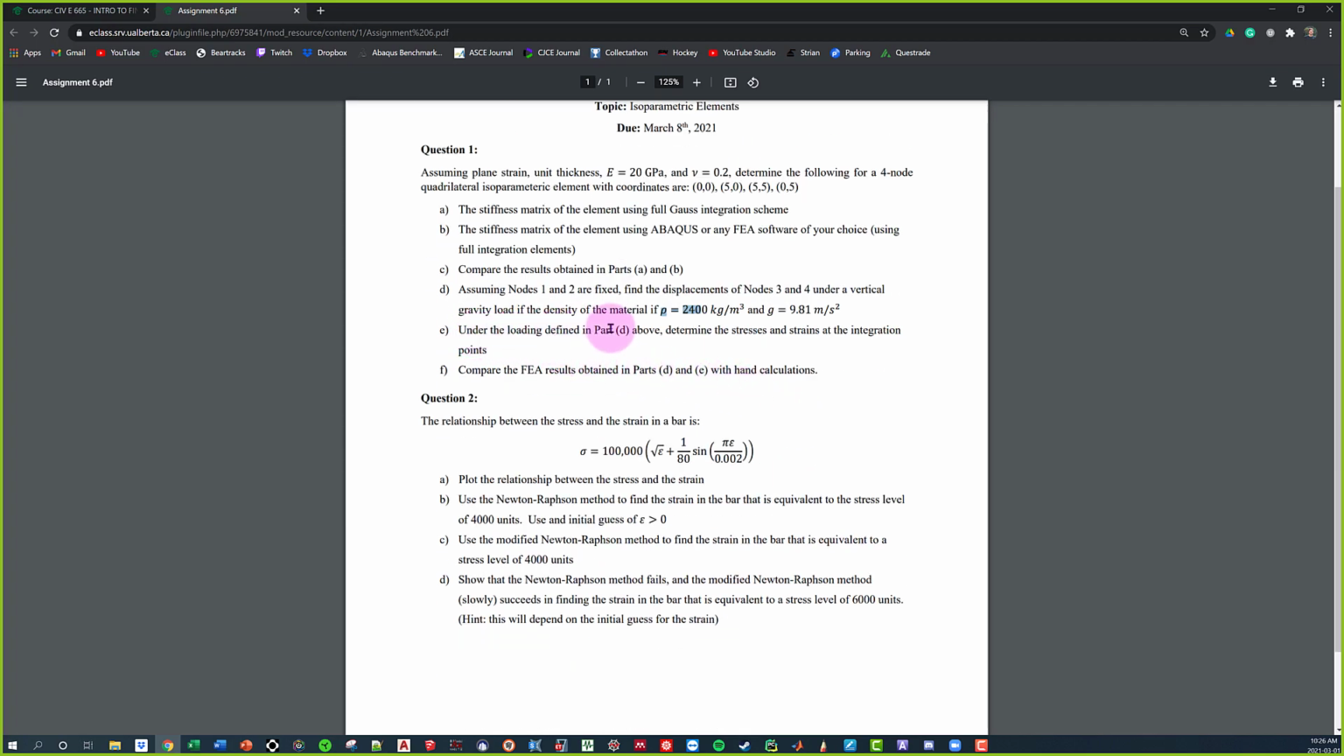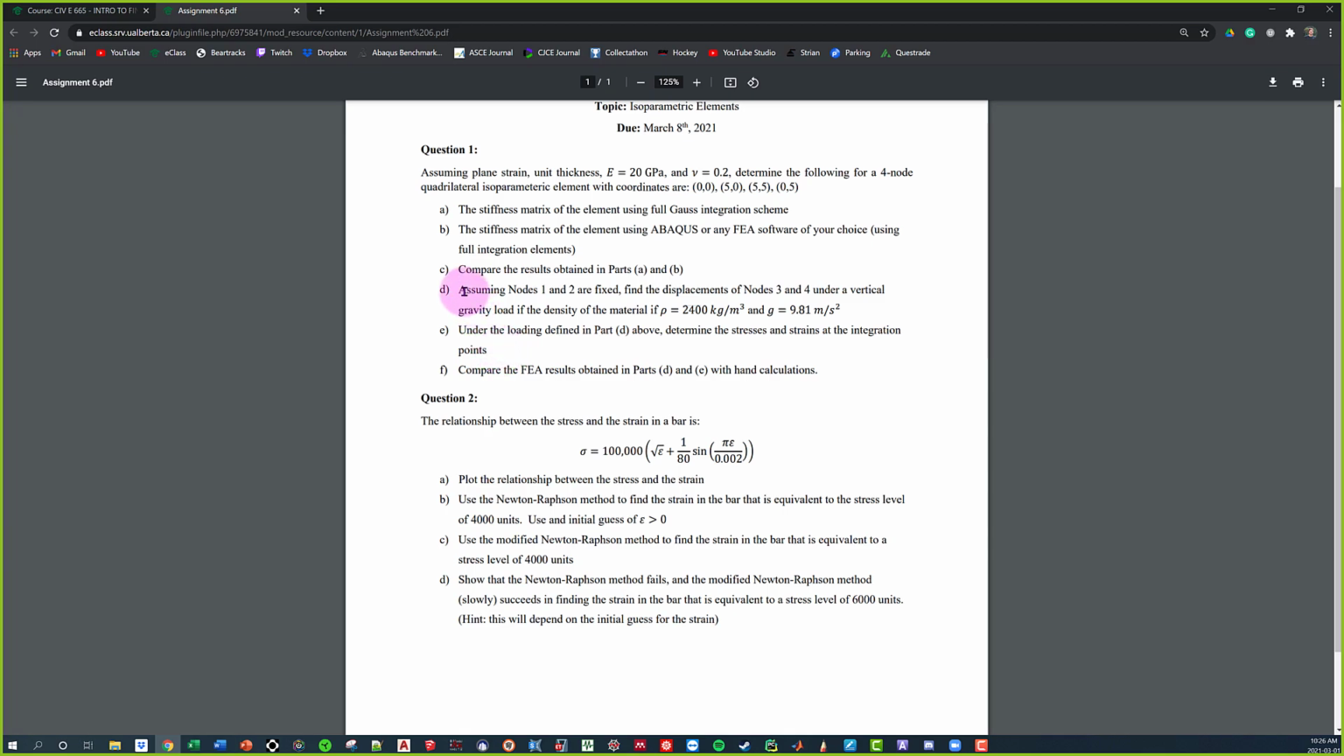Using the loading defined in part D, determine the stresses and the strains at the integration points. Again, this is easy because from part D, you now know the nodal displacements. With those nodal displacements, you can find the stresses and the strains. And then compare the FEA results in part D and E with hand calculations.